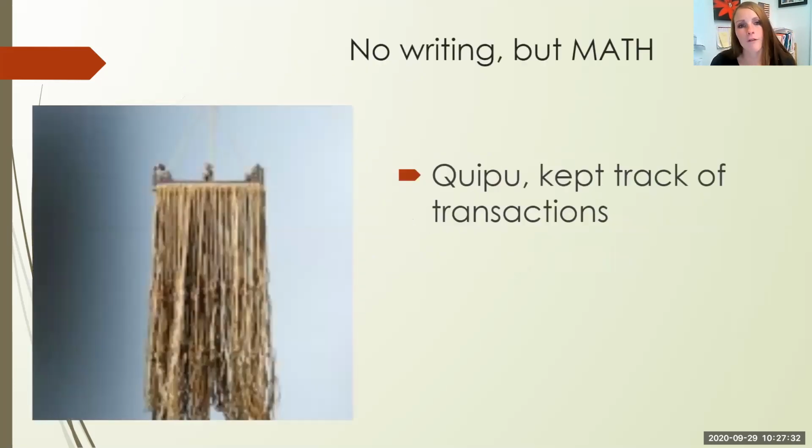So they didn't have writing. So you can write that they didn't have writing, but they did have math. Instead of writing in the writing section, you can write that they didn't have writing, but they did have math. They were really good with math.